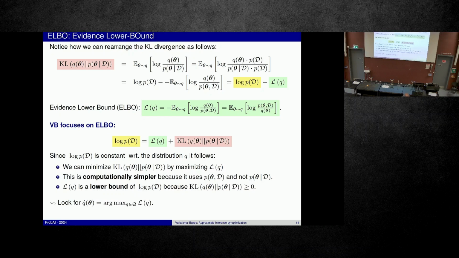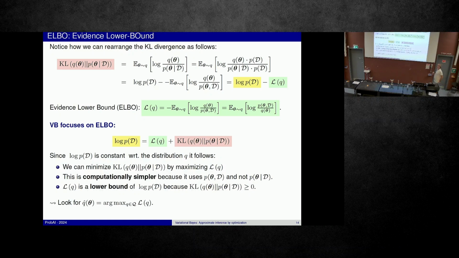Why is it important that the ELBO is a lower bound of log p? Well, first of all, why is it true? It is true because the Kullback-Leibler divergence is non-negative, so it's a positive number or zero, which means this one can never be larger than that one.